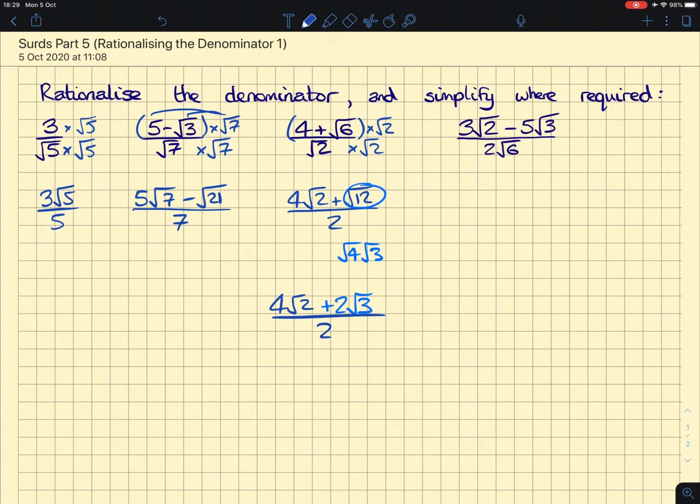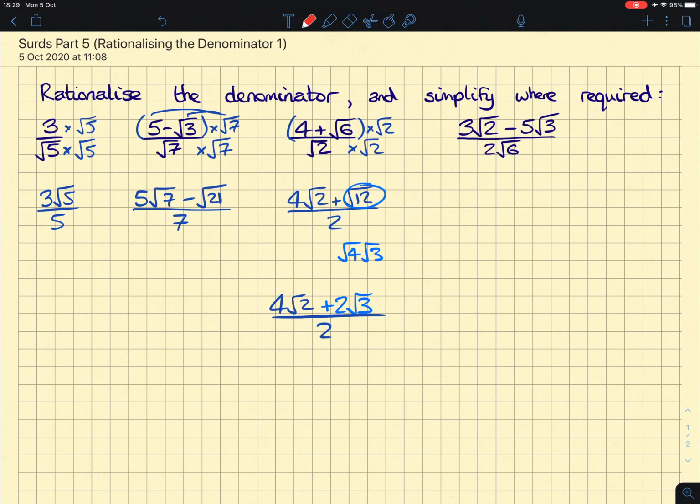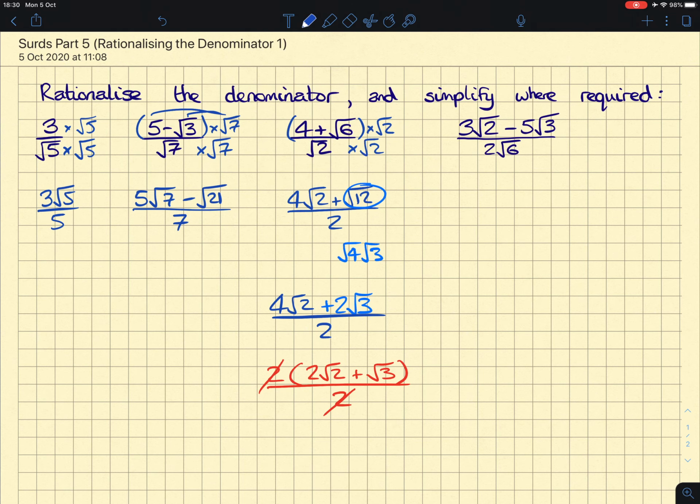Now, when you have multiple terms on the top or bottom of a fraction, you want to try and see if anything can be factored out in terms of being able to cancel stuff down. So both the terms on the top have a common factor of 2, and if we take that out, that 2 can cancel with the 2 on the bottom. So actually, by the time you've broken this fraction down and got our final answer, there is no fraction. 2 root 2 plus root 3 is our solution.